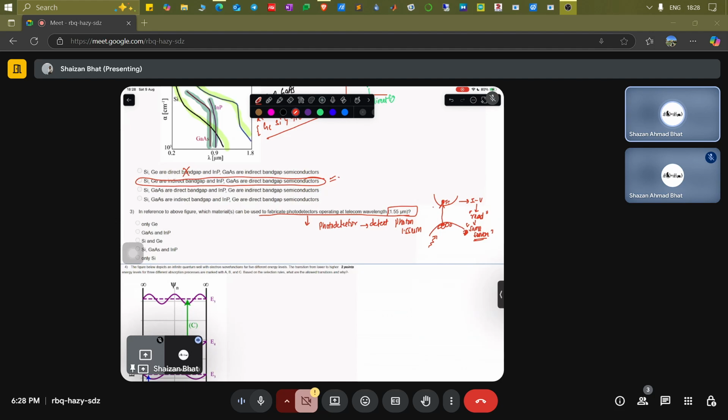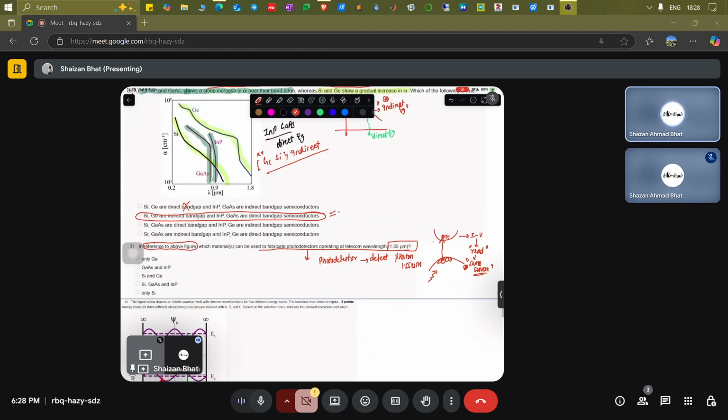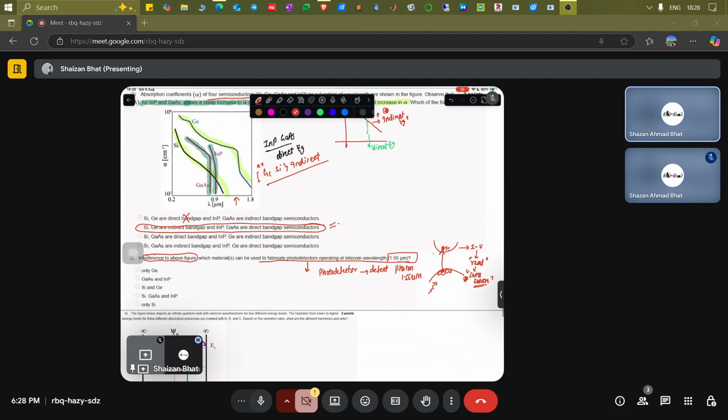So what is the essential thing for it? And we have to see it in reference to the above figure. So first of all, we are given this wavelength, 1.55 micron.